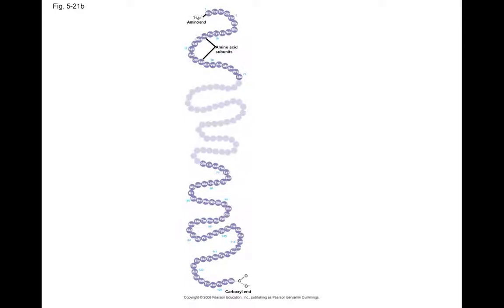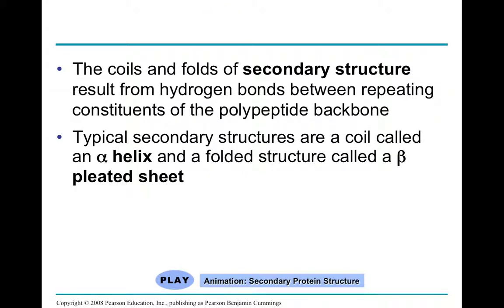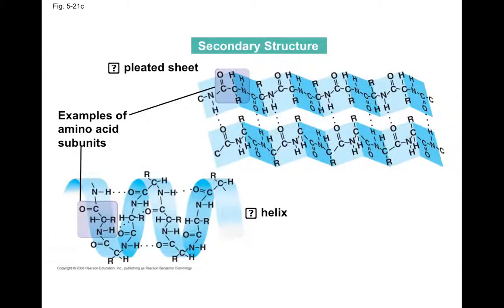Alright, so you can kind of see amino acid R groups, again, what they look like. Alright, so the coils and folds of secondary structure result from the hydrogen bonds between repeating constituents of the polypeptide backbone. And the typical secondary structures in a coil are called alpha helixes and beta pleated sheets. We talked about this briefly. So here you go again.